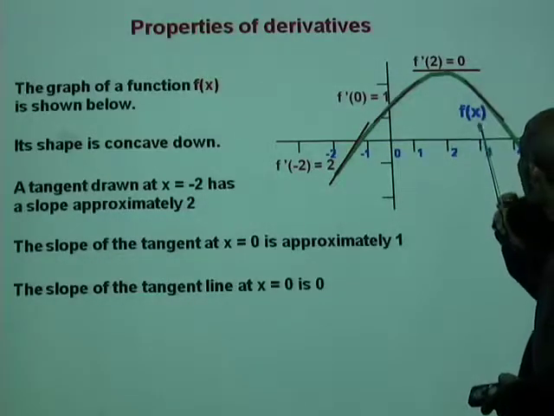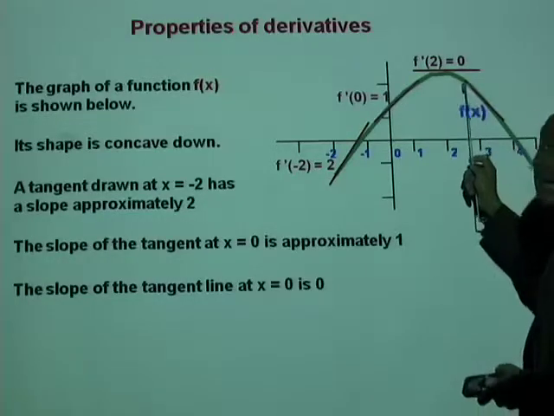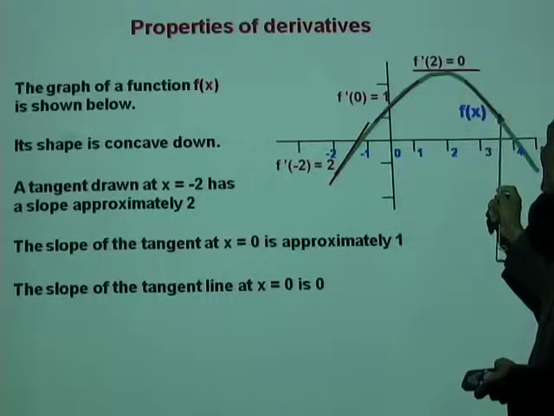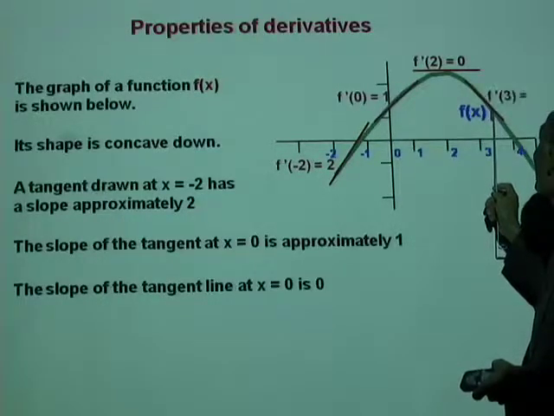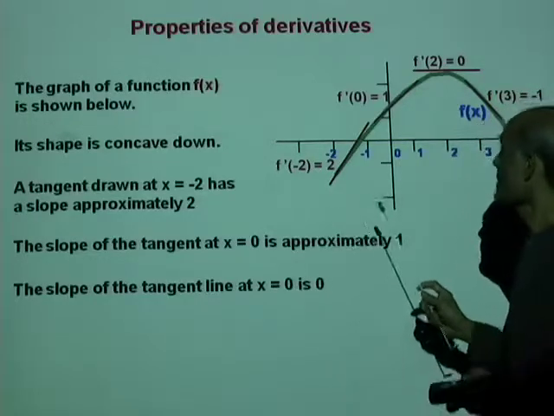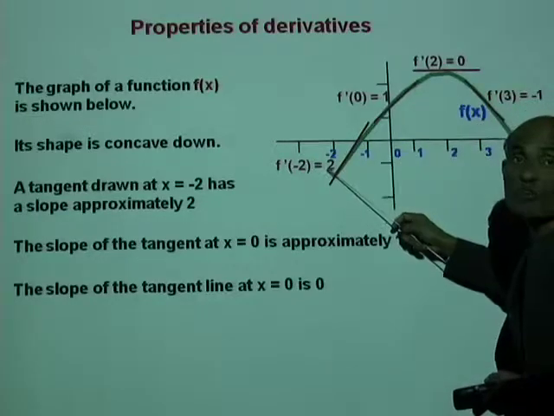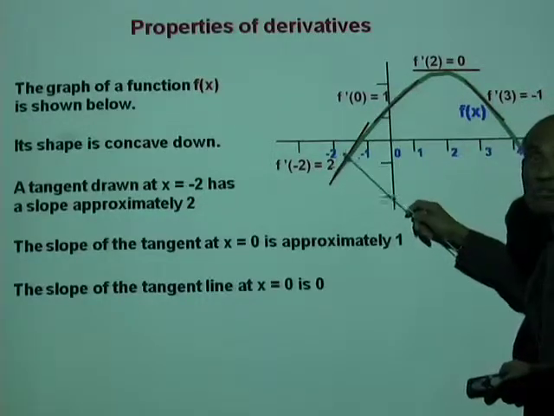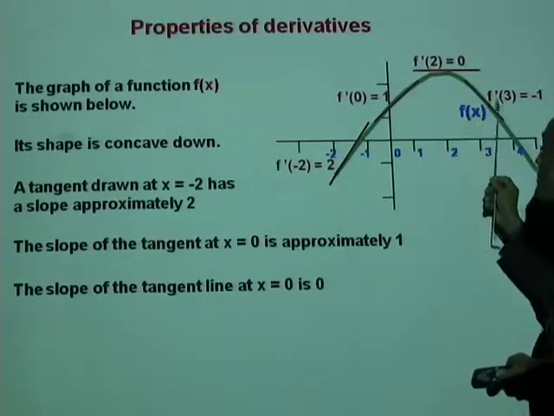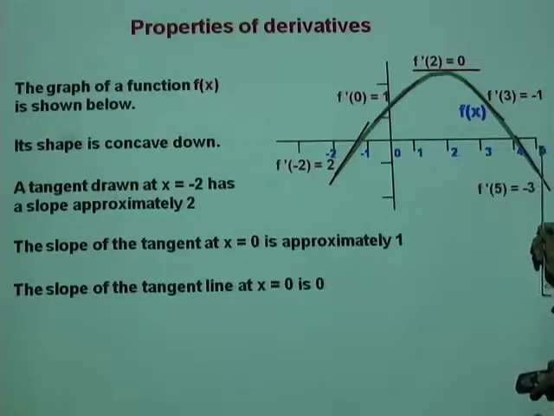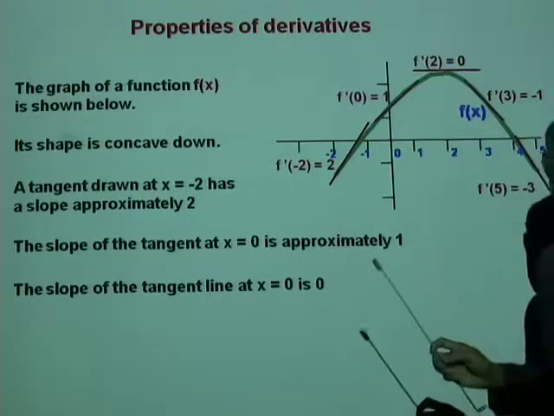At x equal to 3, I have drawn a tangent line. Can you see that tangent line here? It's rather difficult for you to see, I think. Now, the slope of that is approximately -1. Now, look at that slope: 2, 1, 0, -1. The slope is steadily decreasing. And if you draw the tangent line at x equal to 5, that will give you the slope is -3.